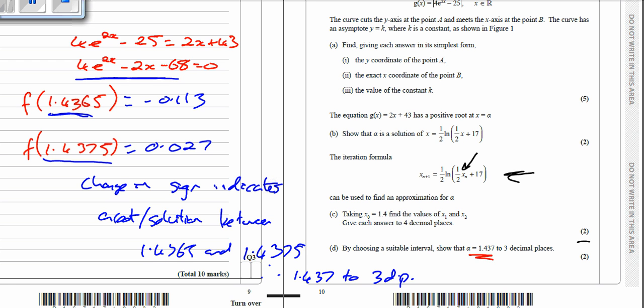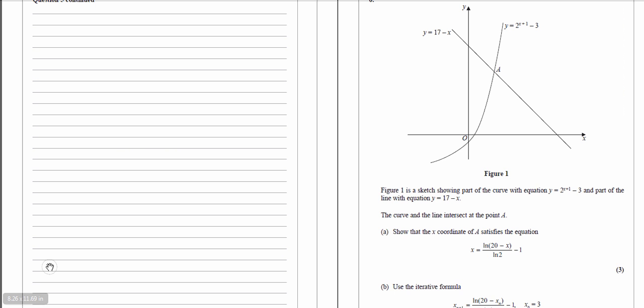So whenever it says by choosing a suitable interval show that this is correct to 3 decimal places, what we do is we go 0.5 above and below that, or in this case 0.0005 above and below that, and then you show that there's a change of sign. So let's have a look at the 2015 version of this question.